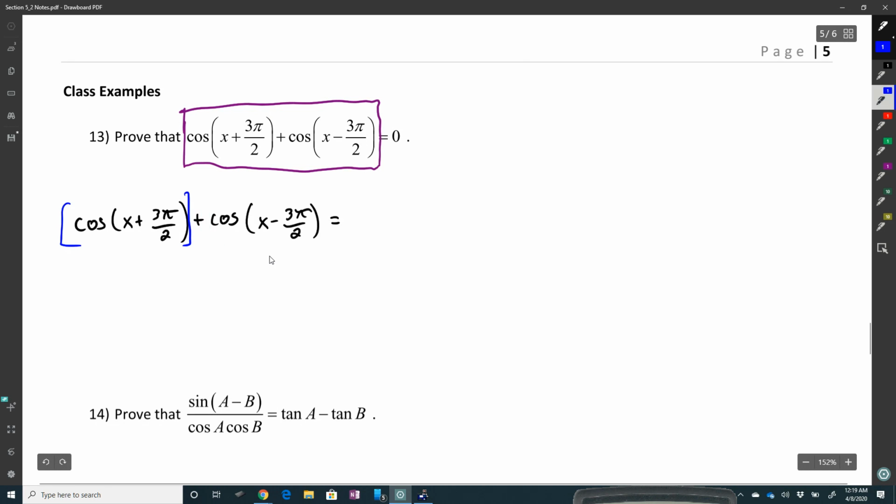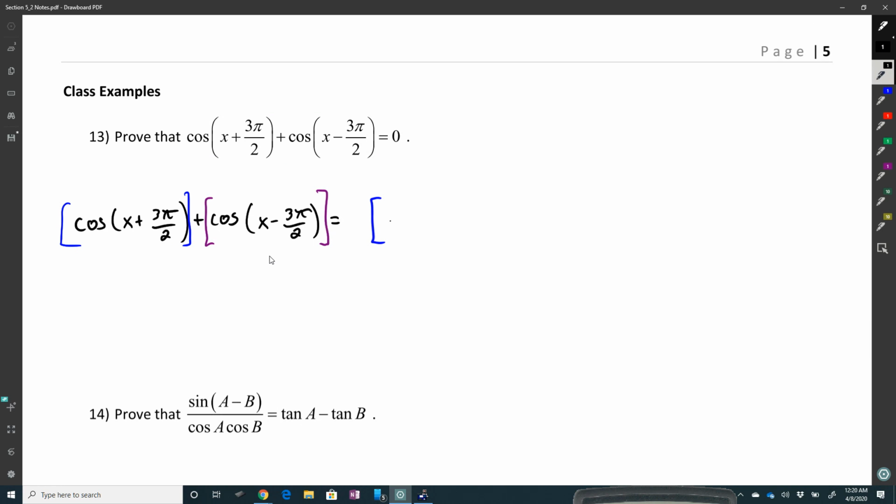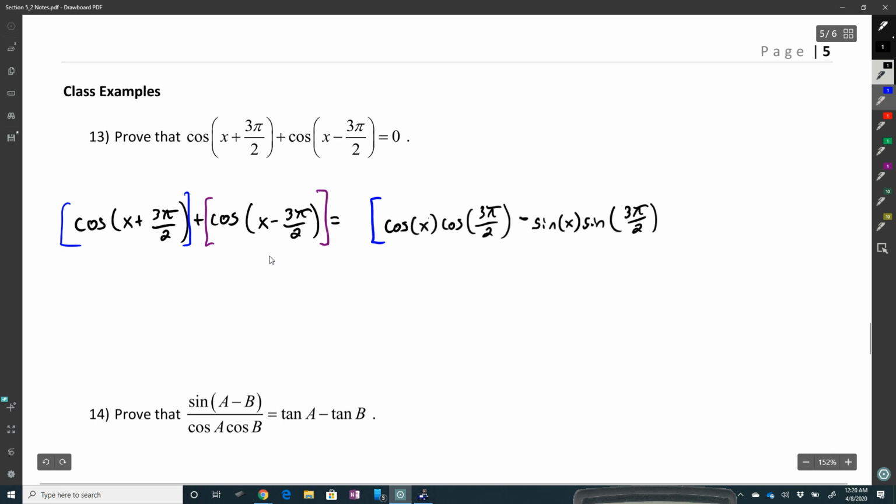Let me try to color code it. So the first one is cosine, cosine, sine, sine. So cosine of x, cosine of 3 pi over 2. For cosine, the signs flip. So this is minus, and then sine of x, sine of 3 pi over 2. And that ends the first one that I put in the blue brackets.